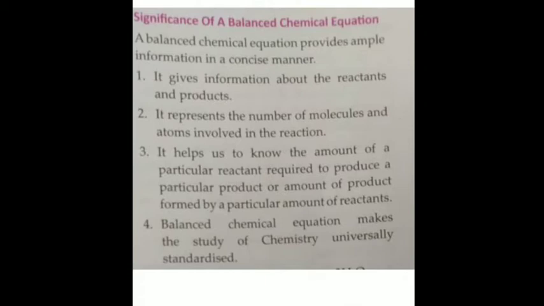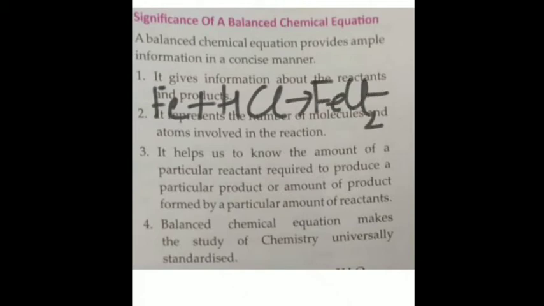So you can take a very simple reaction. Fe plus HCl gives you FeCl2 plus H2. Now what do you know by this reaction? You know the reactants and the products, right? That when iron and hydrochloric acid react, they form iron(II) chloride and hydrogen. Yes, and it represents the number of molecules and atoms involved in the reaction.